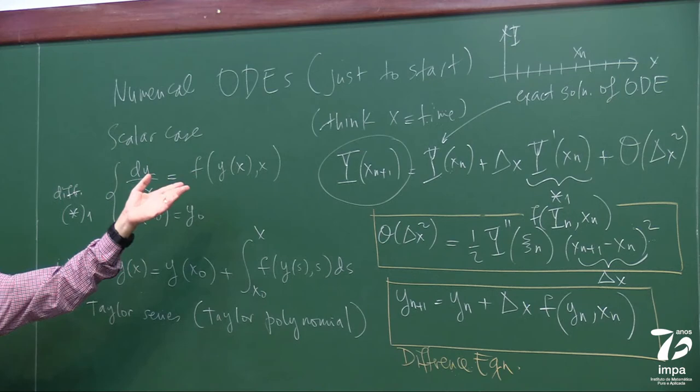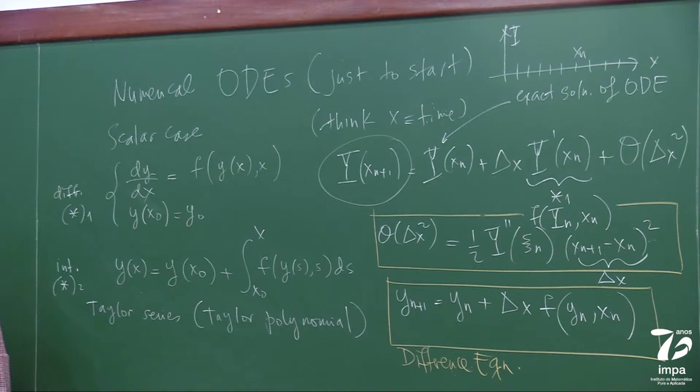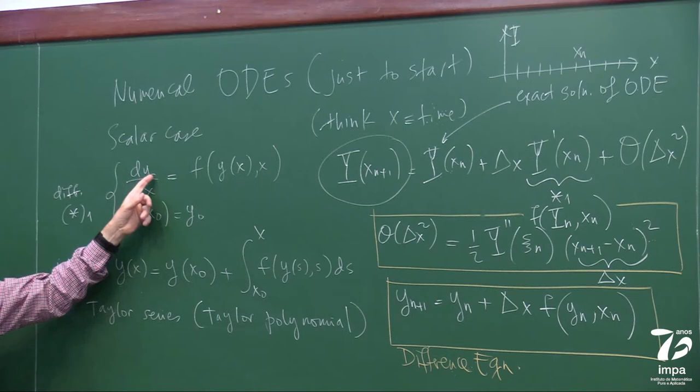OK, so I already am doing a little bit of misuse of notation. No, I'm not, because I'm not putting y sub n here. So if you have the sub n, you know it's a vector. OK? So this is truncated.